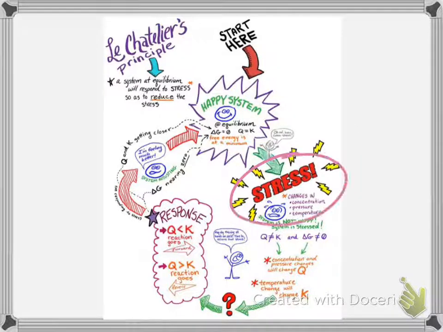But then, stress. Oh no, the system is not happy, right? Nobody likes stress. So then Q and K are not equal anymore. And the reaction is going to shift until equilibrium is reestablished. And that's the idea. So thank you for playing with the glories of Le Chatelier and, of course, delicious chemistry.